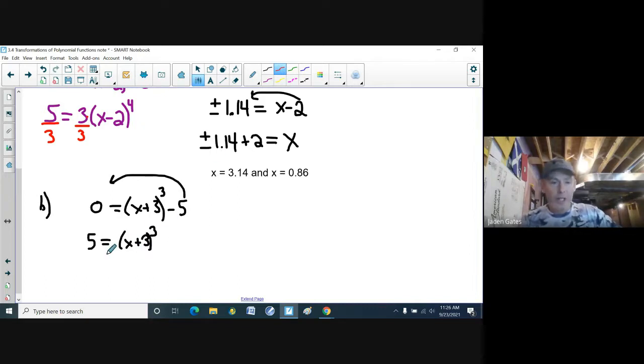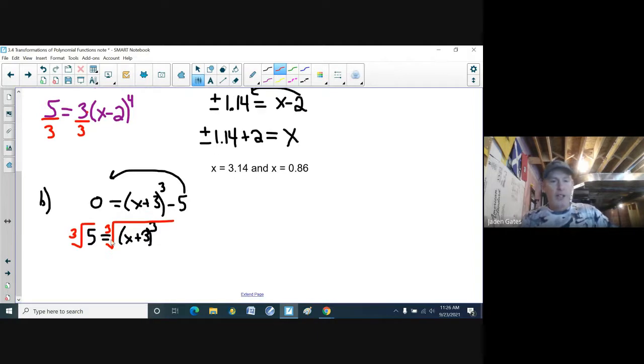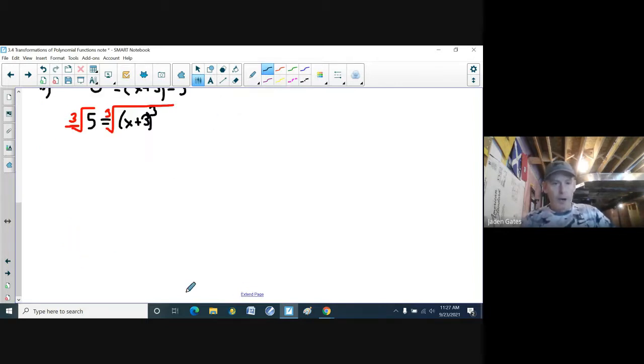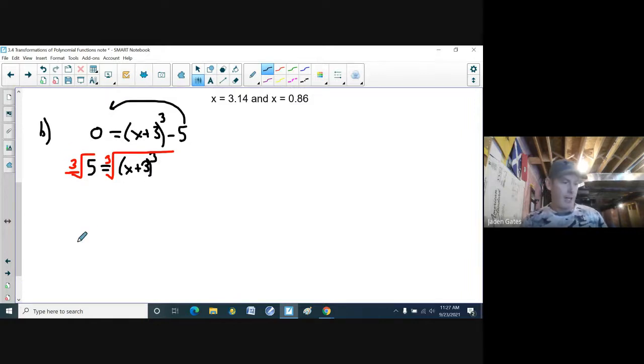Now again, that x plus 3 is trapped in brackets. But I can get rid of this little 3. Last time there was a little 4 there, so I took the 4th root. This time I'm taking the 3rd root. And what I do to one side, I got to take to the other. Now here's where something's a little bit different. This is why I'm doing this one for sure. When you have an odd degree, so 3 is definitely an odd number, you only get one answer when you take the root of your number. So the 3rd root of 5 is just one number, and it's 1.71. Again, that's something you got to figure out on your calculator, how to type that in.